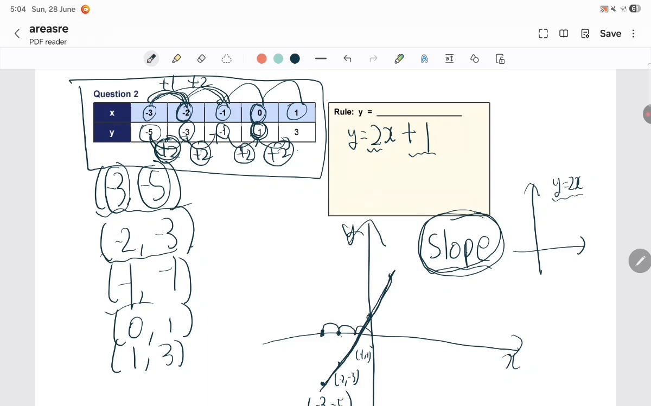Anyway, I think this is it for now. So in the next video, I'm gonna explain the concepts of slope and y-intercept, x-intercept. So now we are gonna cover the linear graph more specifically.